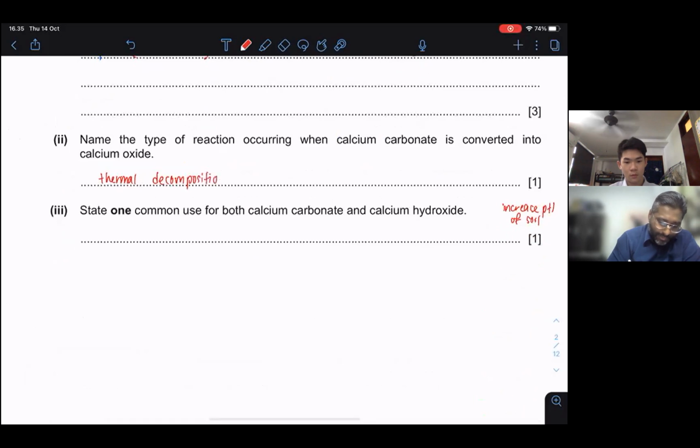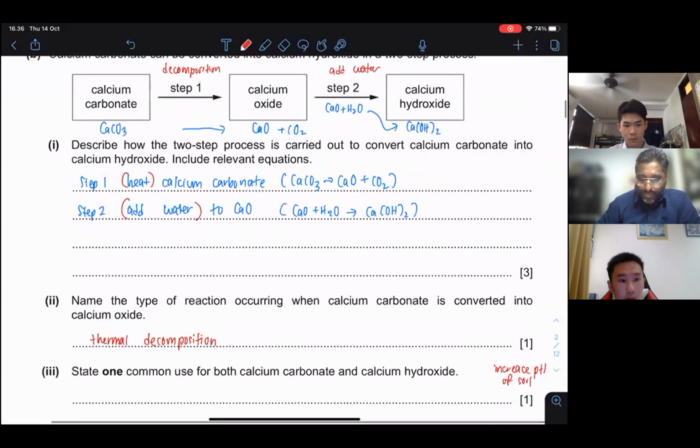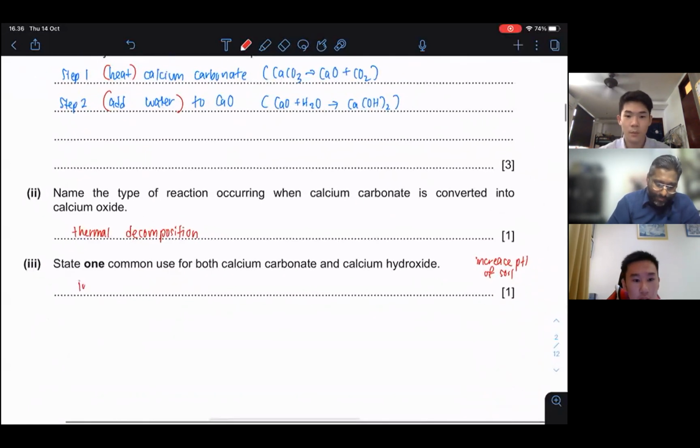And then this one: state one common use for both calcium carbonate and calcium hydroxide. Generally, they are used to increase the pH of the soil. Because if you put calcium carbonate or calcium hydroxide into soil, both of them are going to be used for increasing the pH of the soil. So I just put it over here.